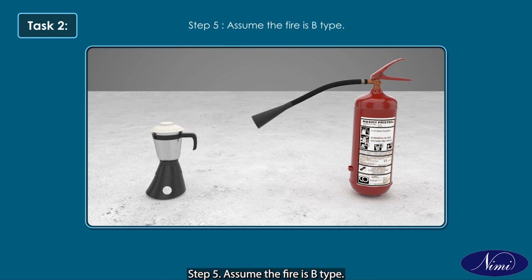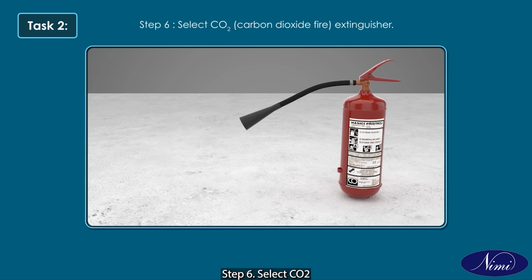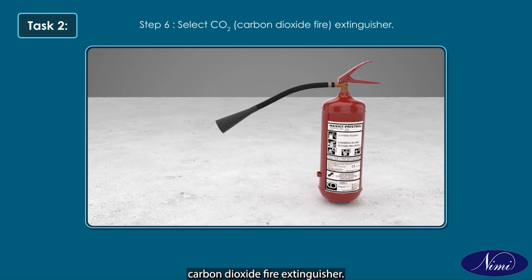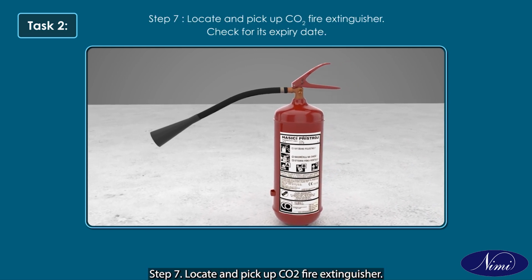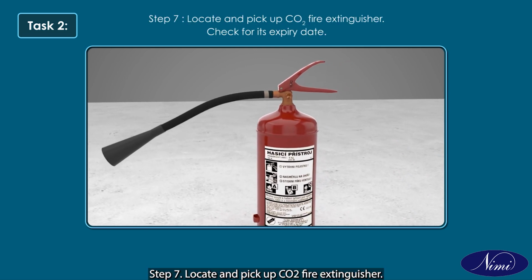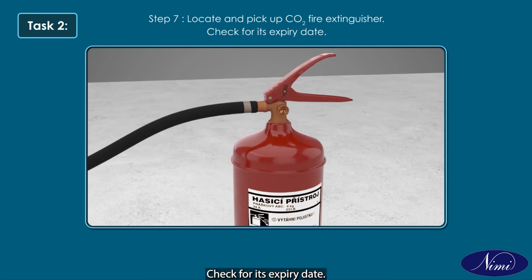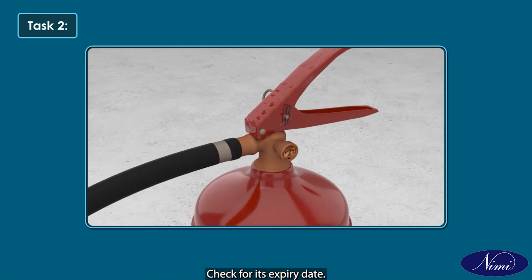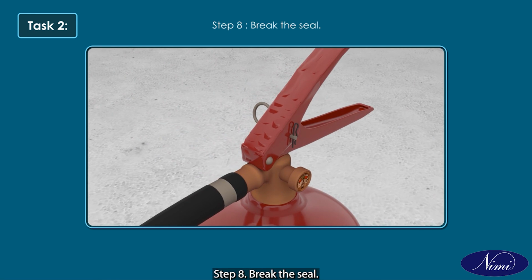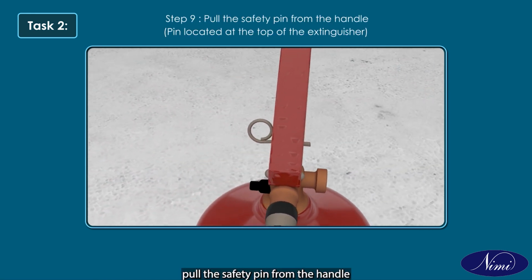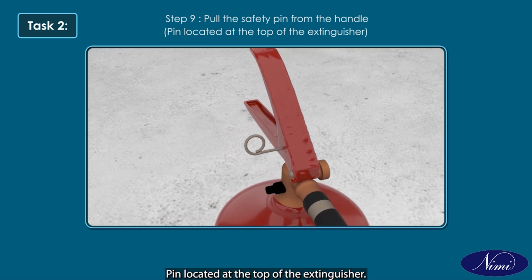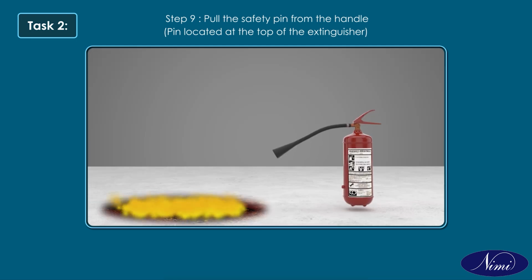Step 5. Assume the fire is B-type. Step 6. Select the CO2, carbon dioxide fire extinguisher. Step 7. Locate and pick up the CO2 fire extinguisher. Check its expiry date. Step 8. Break the seal. Step 9. Pull the safety pin from the handle. The pin is located at the top of the extinguisher.